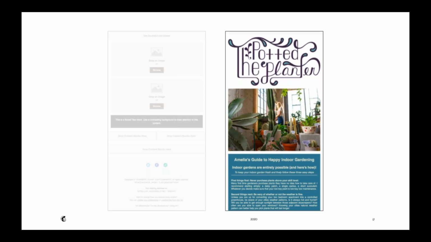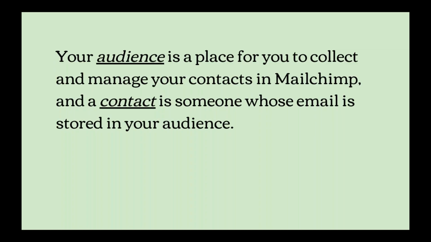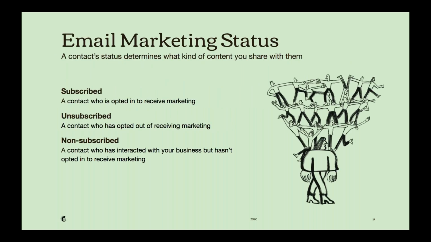Now that we know the difference between templates and campaigns, we want to cover a few additional terms to know when setting up campaigns in Mailchimp. Your audience is a place for you to collect and manage your contacts in Mailchimp, and a contact is someone whose email is stored in your audience. A contact's email marketing status determines what kind of content you can share with them. Let's take a moment and dive into these different contact statuses a little bit more.